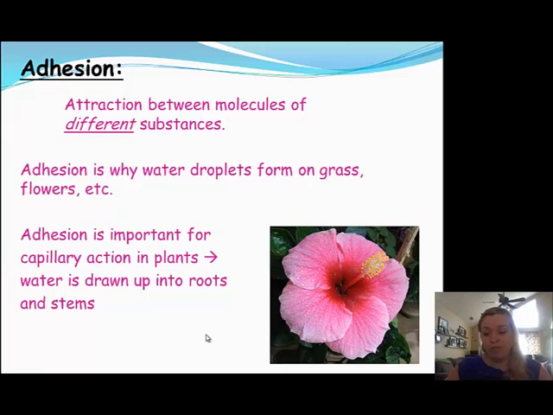So as the video mentioned also, adhesion is really important for plants. It causes capillary action where water is drawn up into the roots and stems of plants, and then the leaves can use that water to hydrate.